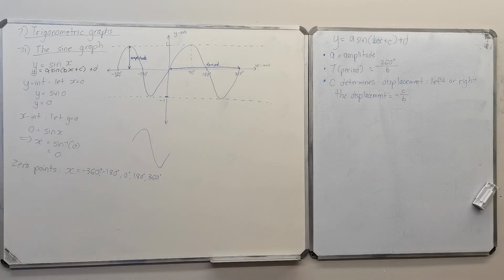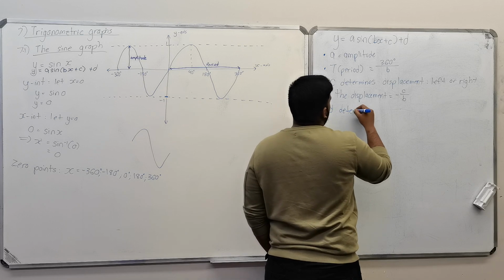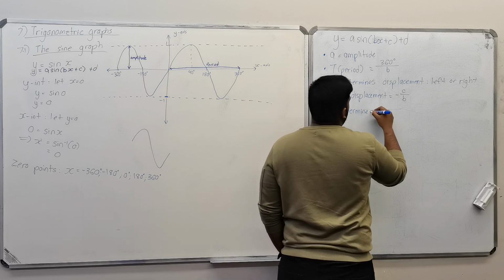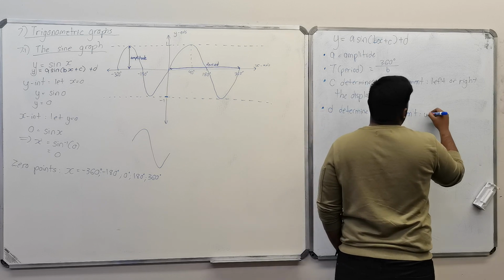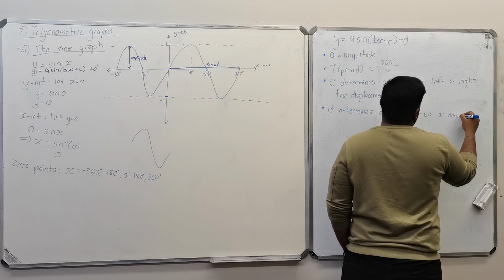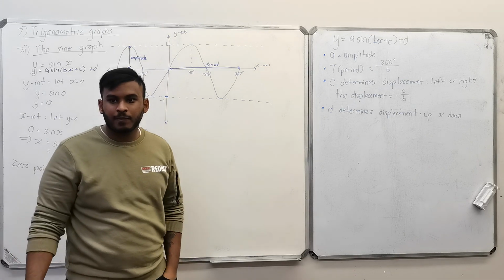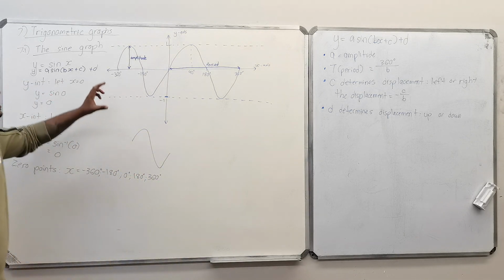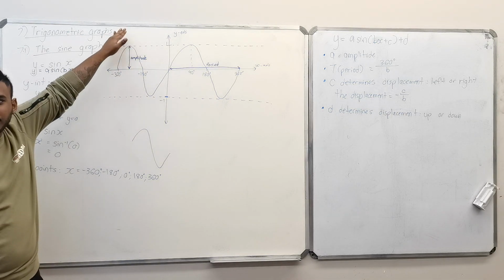And lastly, the value of D will determine the displacement of the graph along your y-axis. So, up or down. Okay, so D. So what's the difference between that and amplitude? The displacement up and down? Amplitude is the distance from your midpoint to above or below.